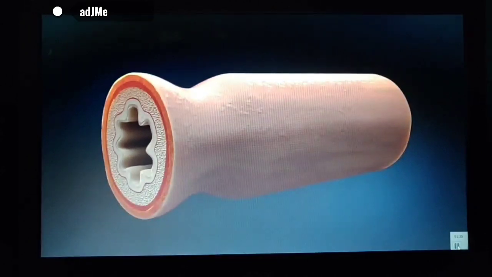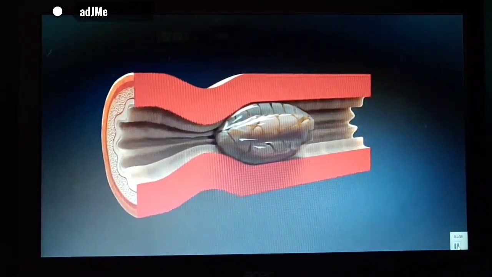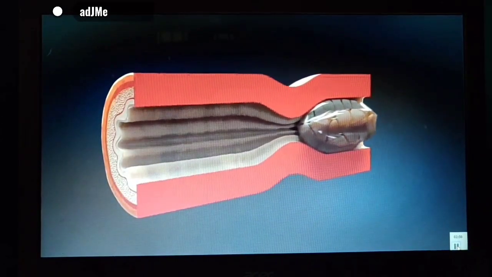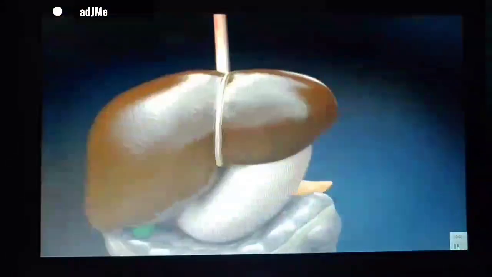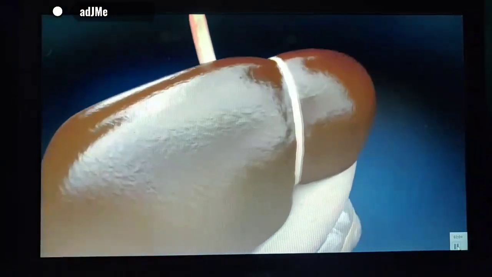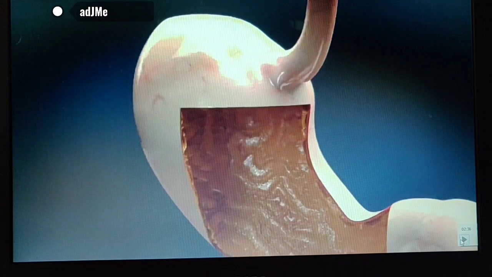This movement of food from the mouth towards the stomach is called peristalsis, or peristaltic movement. Stomach. The stomach is a J-shaped muscular bag which comprises gastric glands. These gastric glands are involved in the production of gastric juices, that is, enzymes that are involved in digestion.